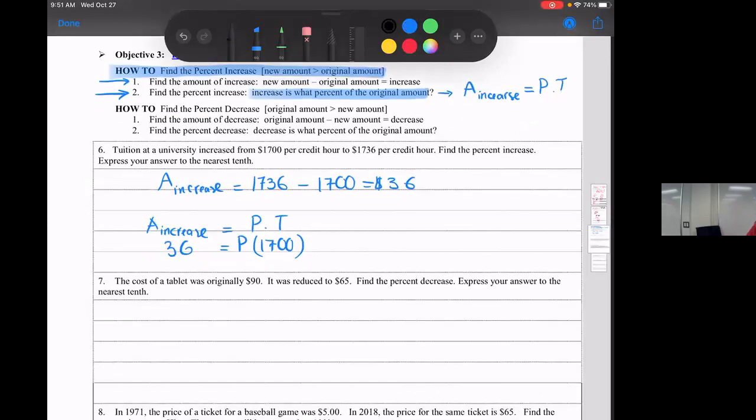So divide both sides by 1,700. So 2%. Is that what you have? 2%?